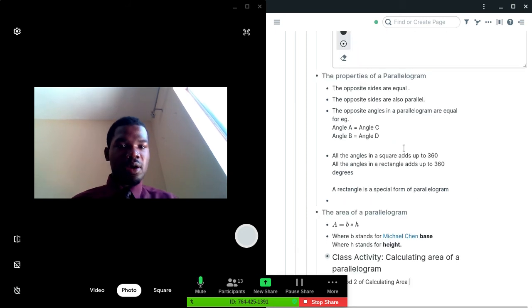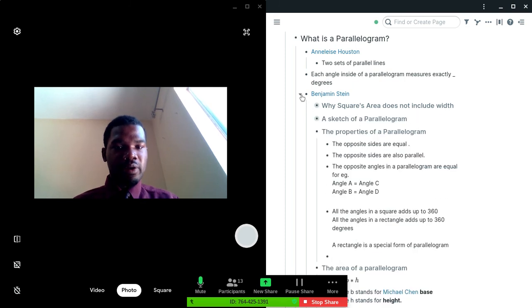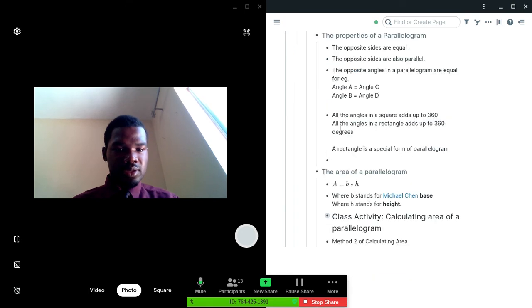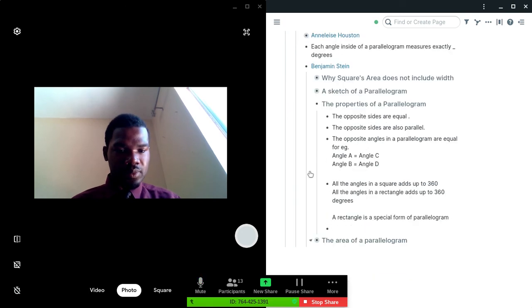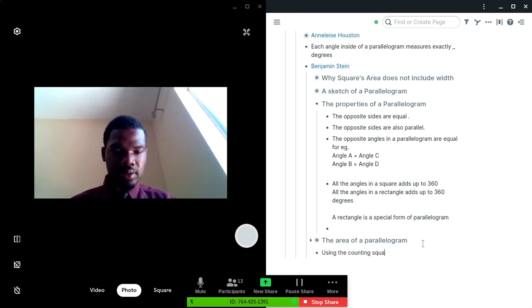So same like how when we did circle last time, we counted the squares inside. The next method of finding the area of a parallelogram is actually counting the squares as well. So let's do that now. Alright? Using the counting squares method for finding the area of a parallelogram.